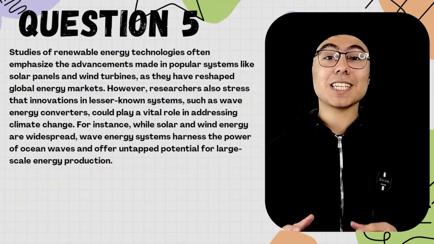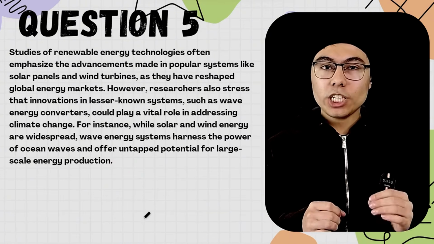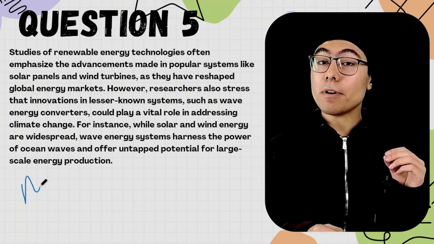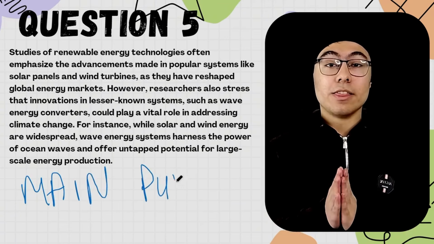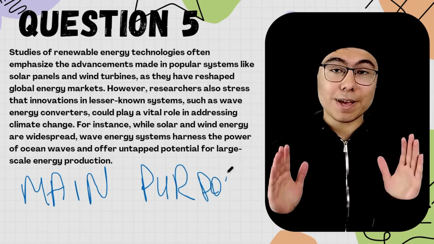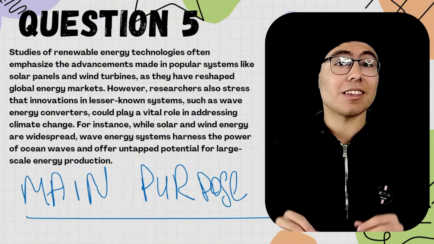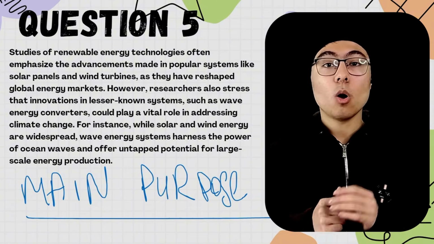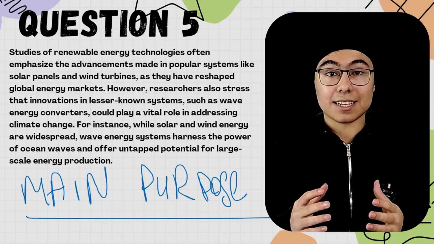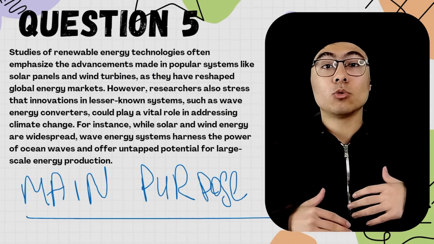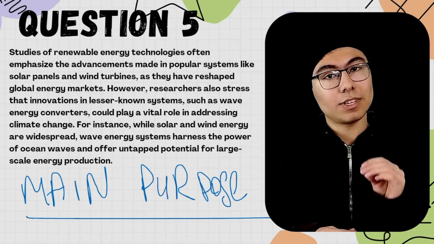So the first step is reading the question. Here is the question. Which choice best states the main purpose of the text? Pause right here. This is where most people mess up. Main purpose questions are not about random details. They are about one thing. Why did the author write this? Think of it like a text from a friend. What are they really trying to say? What are their main points? That's what we need to figure out.